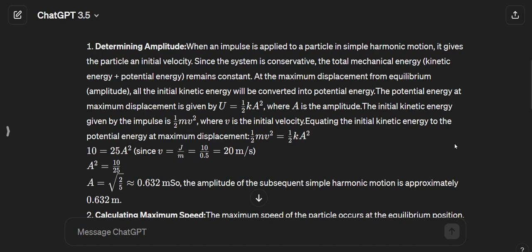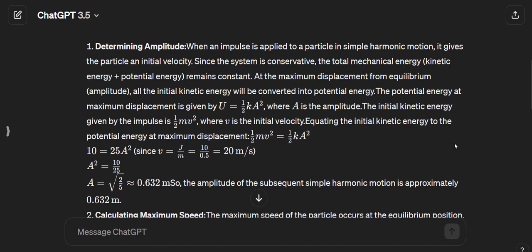So far so good. However, upon plugging the numbers into the equation, it makes a surprisingly basic mistake on the left-hand side, which is a factor of 10 too small. It should read 100 equals 25a squared, so the amplitude should in fact be 2 meters.